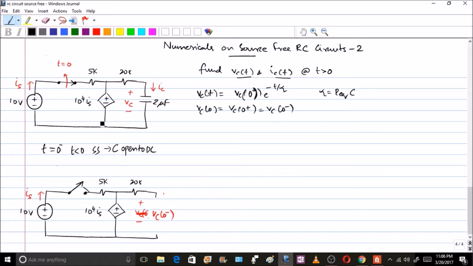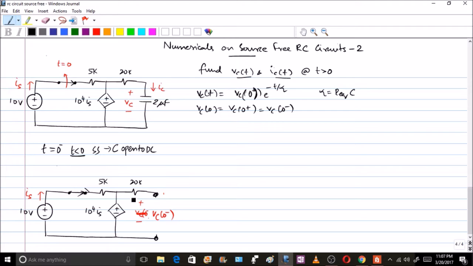No, sorry, I made a mistake here. The switch is thrown at t equal to 0. Therefore, before the switch is thrown, this is the t less than 0 condition. I'm sorry, I made a small mistake there. So our objective is to find this particular voltage.